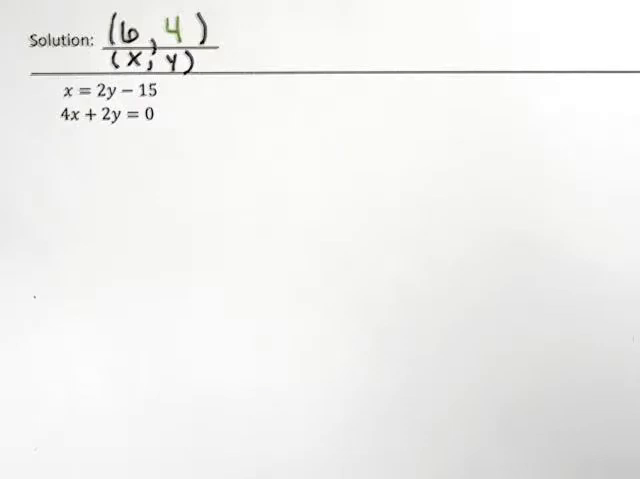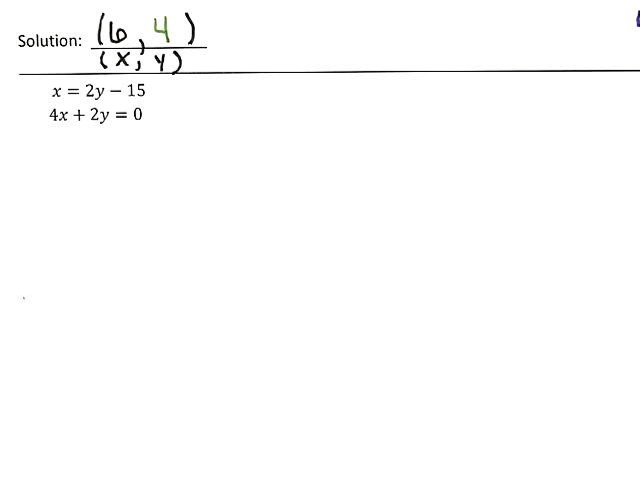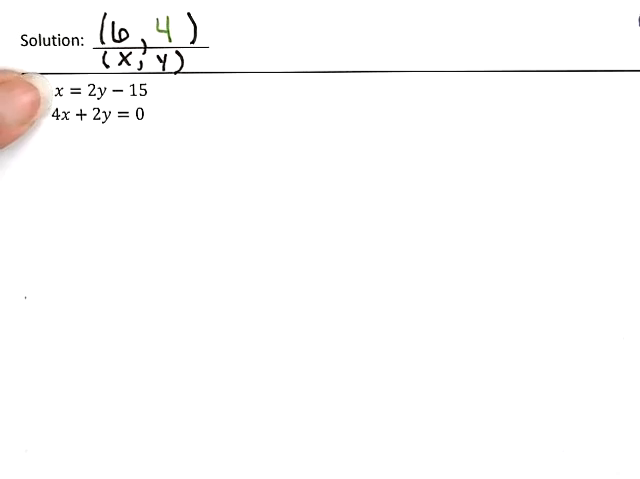So this one is a little different, right? But not that much. We still need to look for a variable that's isolated. So we want either to say x equals or y equals. So for this one, our first equation is x equals 2y minus 15. Our second equation is 4x plus 2y equals 0. All right, well, the first one says x equals. On question number 5, it said y equals. It doesn't matter. It can be either one, all right?